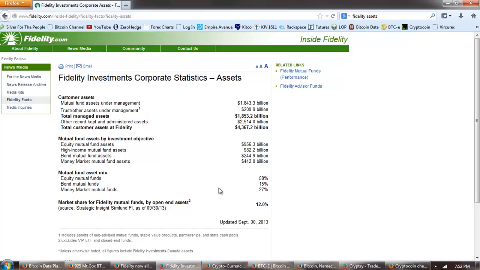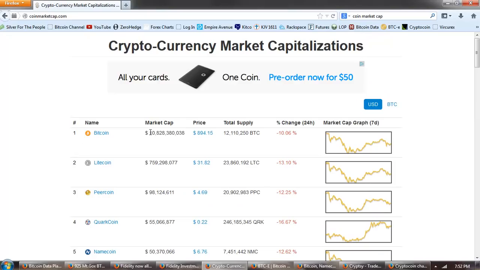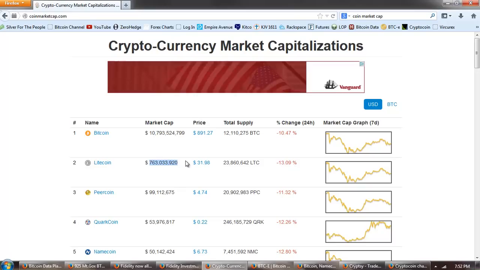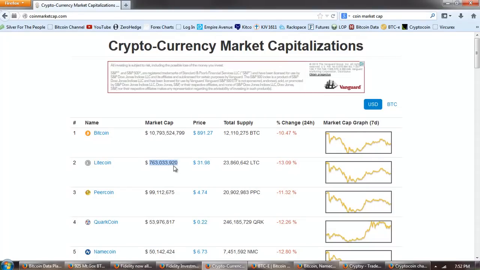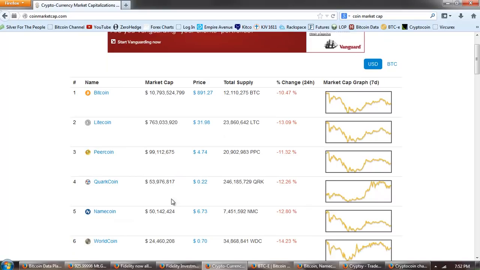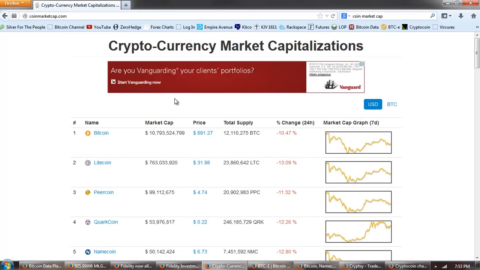So let's go over to our coin market cap and take a look here. We're watching this very closely because it changes so quickly, so let's do a refresh. This is not only the market cap of Bitcoin, but also of Litecoin and all the rest. As I pointed out in the past, Bitcoin and Litecoin pretty much dominate as far as market cap. The two combined are at about, we'll just call it, $12 billion market cap. Peercoin comes in, and then Quarkcoin is coming up strong, and Namecoin, Worldcoin, Megacoin, etc. So still roughly about that $12 billion market cap.